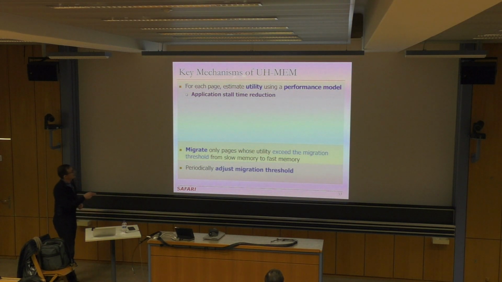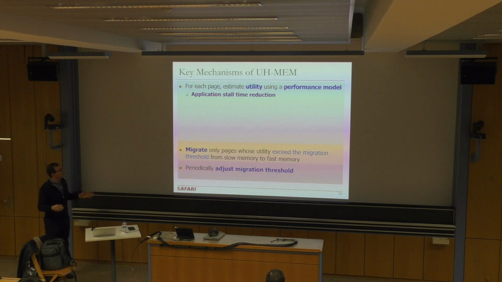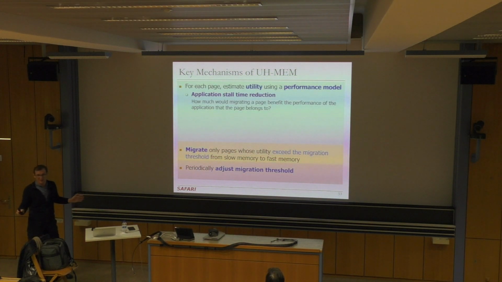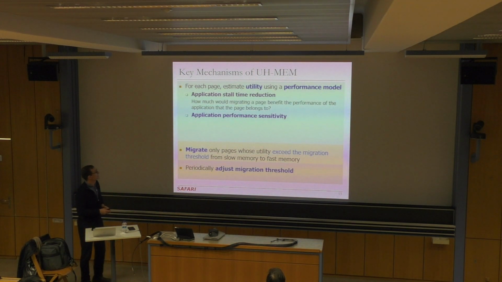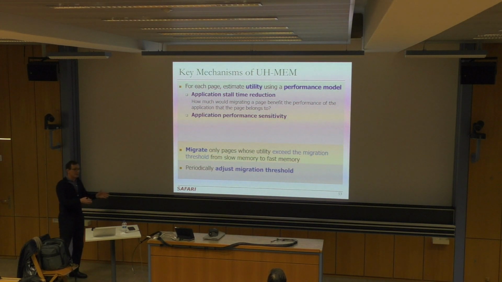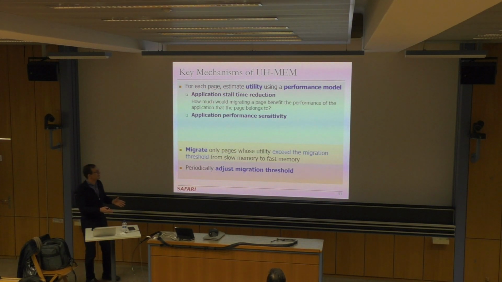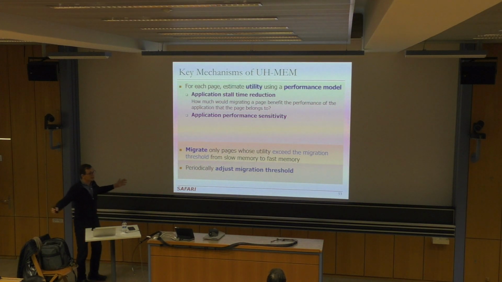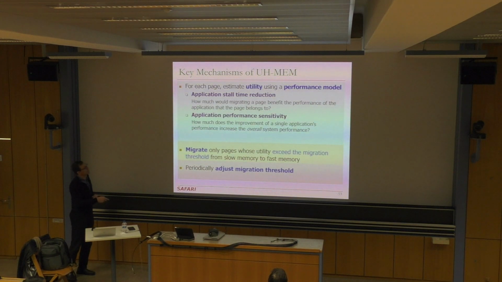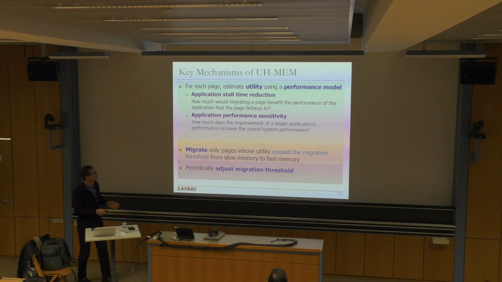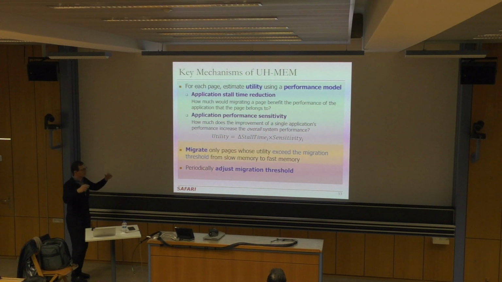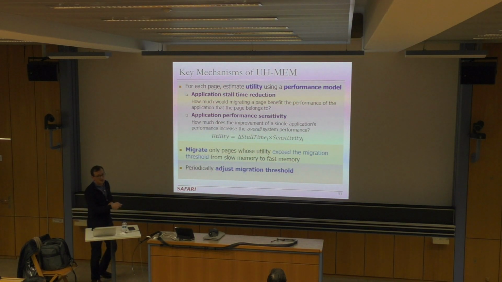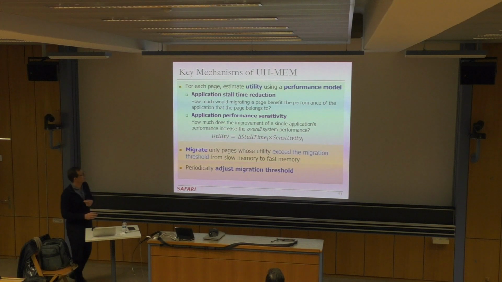Okay, so how do you actually estimate the utility? You need to estimate how much an application's stall time will reduce if you migrate this page. So there's a performance model for that. And also, that's not enough, right? Because you may be running multiple applications in the system, and if you migrate this page, this application's performance will improve by some amount, but the application may not be that sensitive in the overall system, right? How much does the improvement of a single application's performance increase the overall system's performance? You need to estimate that also. So there's some utility metric, and this is the high level. And then you need to estimate the delta stall time, and you need to estimate the sensitivity.